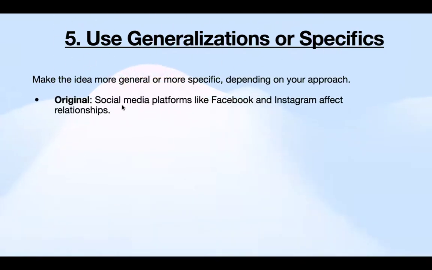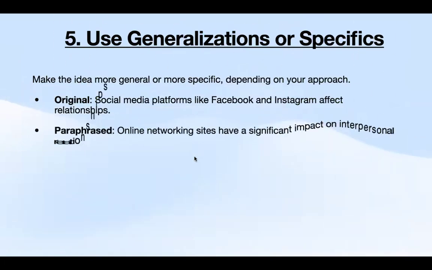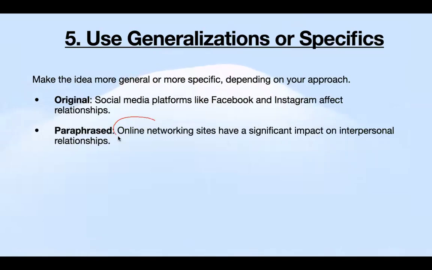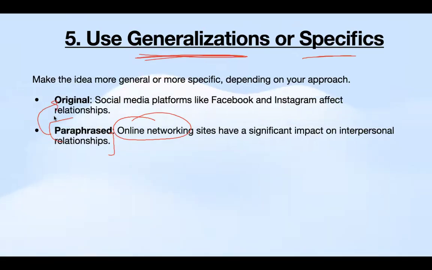For example, social media platforms like Facebook and Instagram affect relationships. Now, it is going from broader social media platforms to specific, general to specific. So, if I have to write my introduction, I can write it as: online networking sites have a significant impact on interpersonal relationships. Now, how is this written? From that broader, generalized perspective. Specifics are not written. If you are given a question like this, then you can rephrase it like this. Okay?